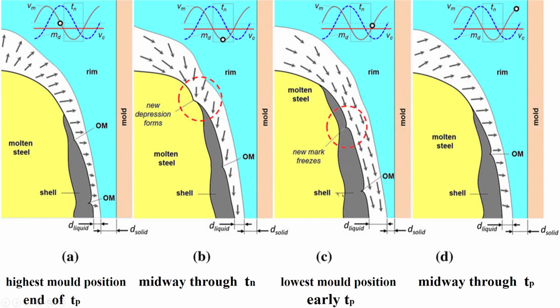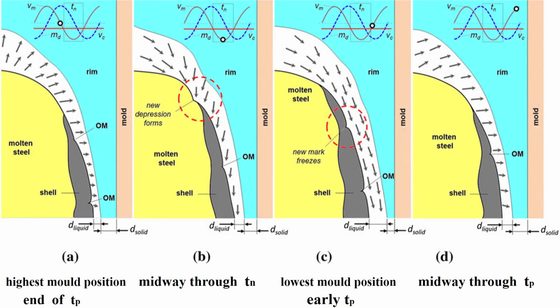Look at here, I am showing here midway through the negative strip time, the maximum pressure on the solid shell. So, it is getting generated, the depth is more, the marks are getting generated in the negative strip time area. And finally, part of those depths is getting healed up when you are going to the positive strip time zone. So, in the negative strip time zone, marks are getting generated.